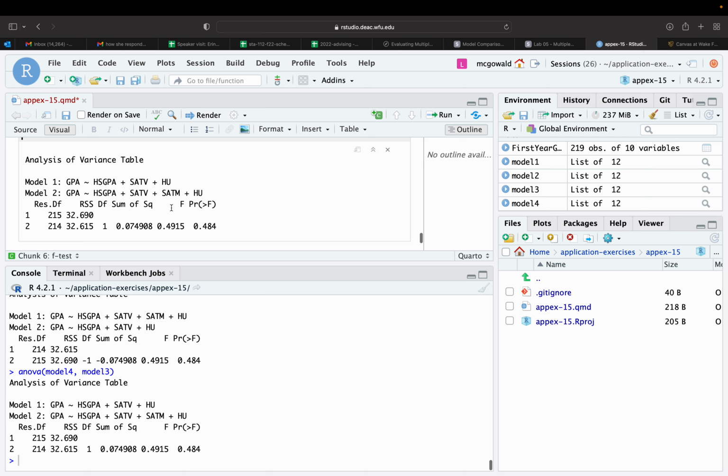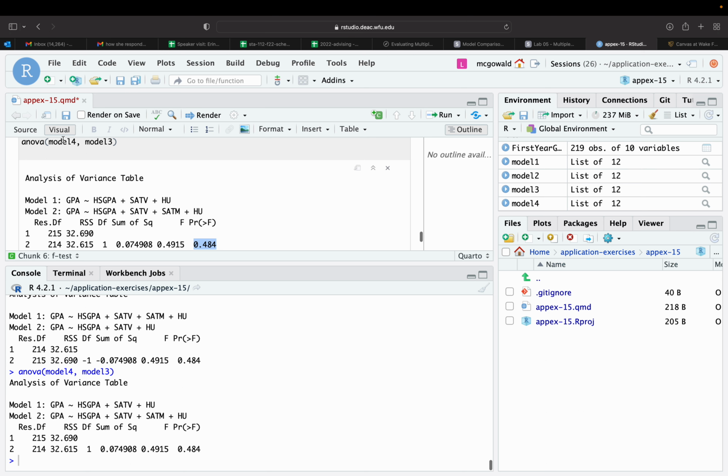All right, so what's the result of this? What's the null hypothesis for this test? Exactly, the beta for this SATM is equal to 0. And what's the result of this test? We fail to reject the null. And so based on this, would Model 4 or Model 3 be preferred?